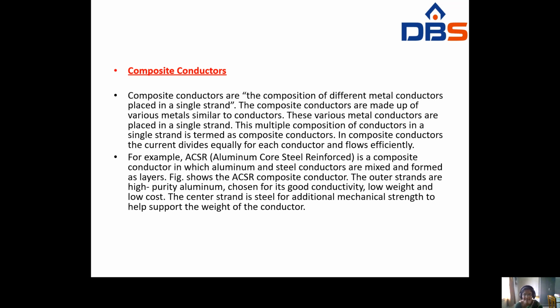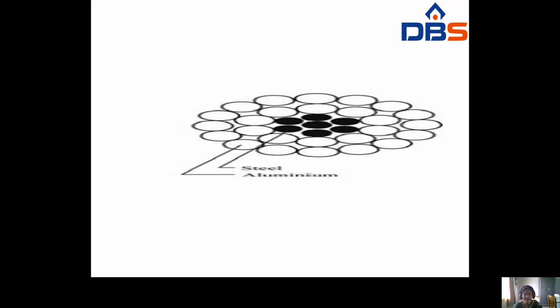For example, ACSR. ACSR is aluminum conductor steel reinforced. It is a composite conductor in which aluminum and steel conductors are mixed and formed as layers. In the figure, this is the diagram for the composite conductor.